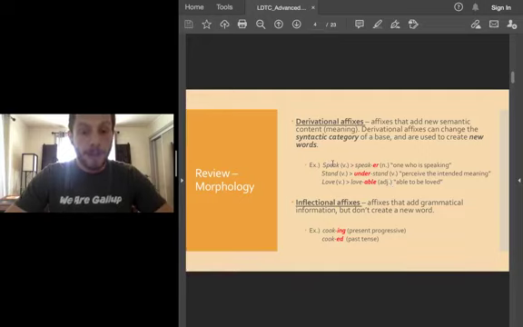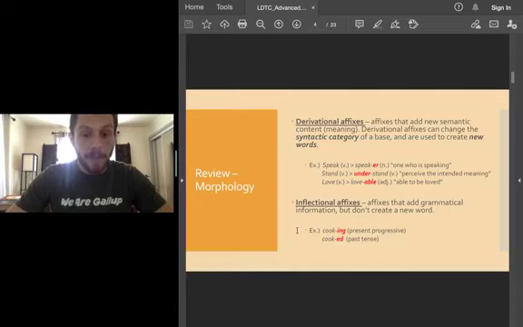Now, inflectional affixes, on the other hand, are affixes that add grammatical information but do not create a new word, nor can they change the syntactic category of the base. They simply function to add grammatical content, to add grammatical meaning. So inflectional affixes we're probably most familiar with in inflection schemas of European verbal systems, right, where the verbs are inflected to reflect tense and number, or number of people.